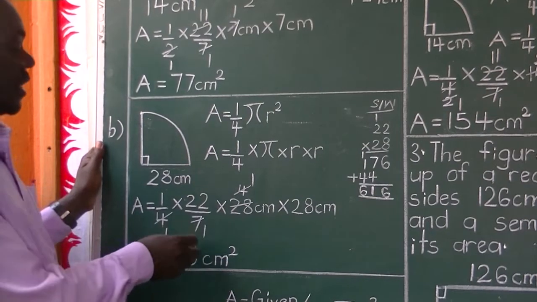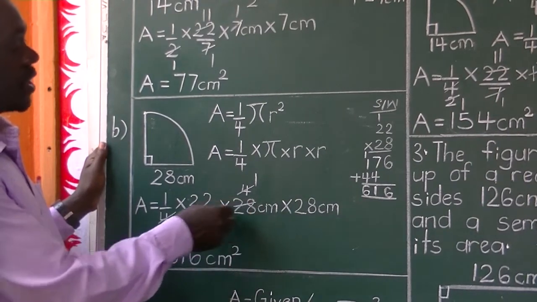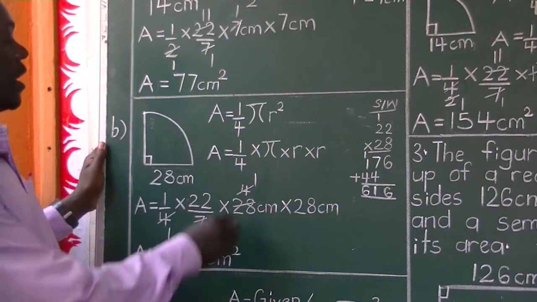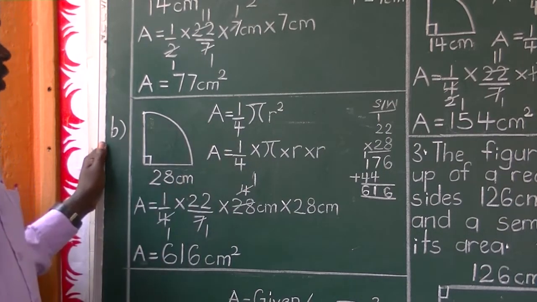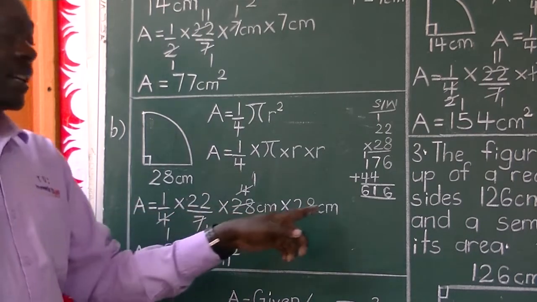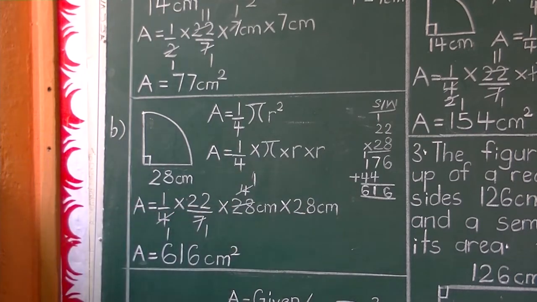So we divide by 7. 7 divided by 7 once, 28 divided by 7 gets 4. Then 4 divided by 4 once, 4 divided by 4 once. So we remain with 22 centimeters times 28 centimeters.